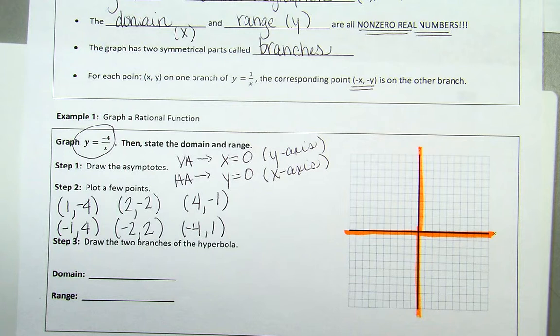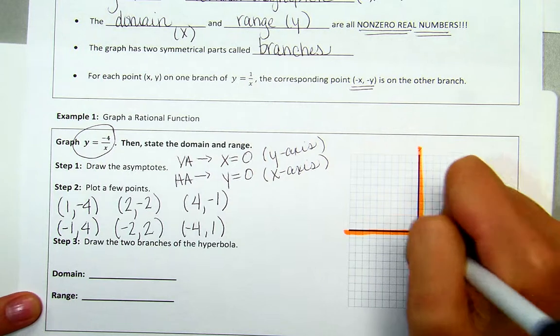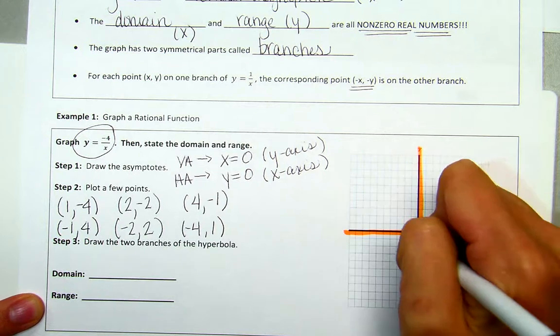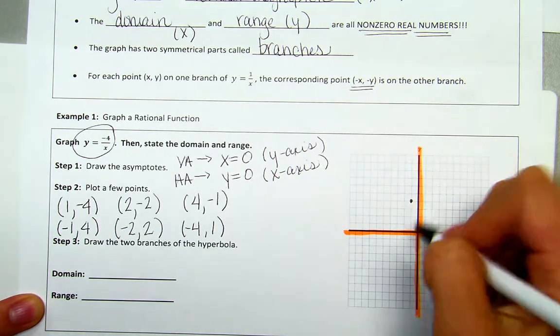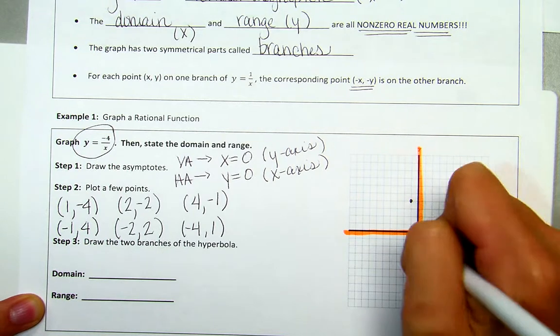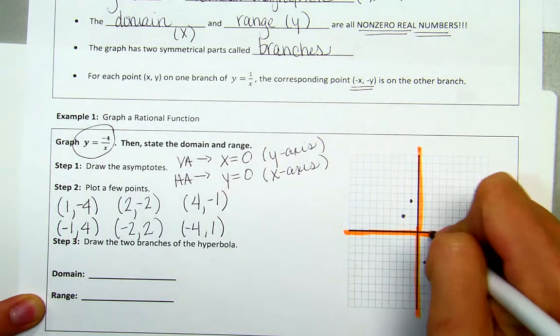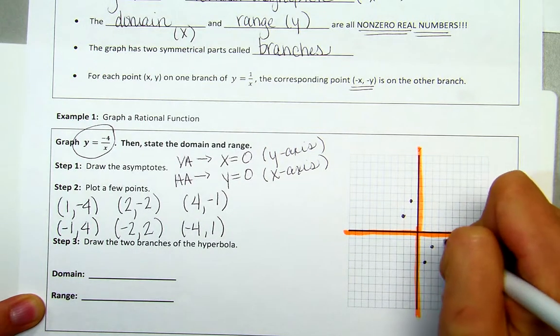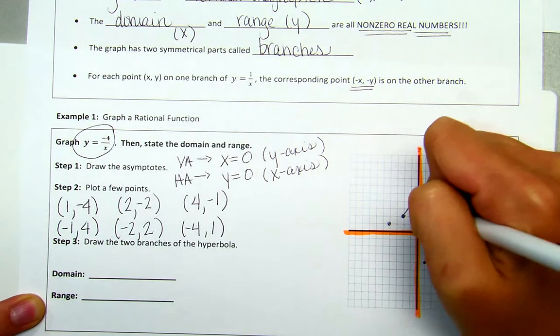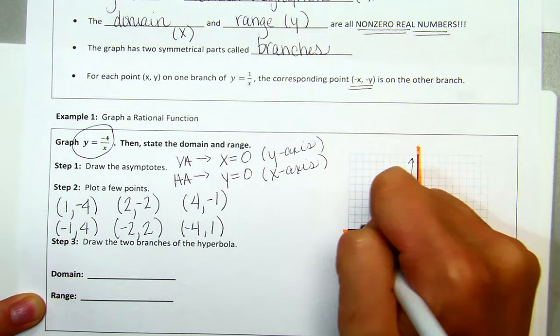So now that I have 3 points per branch, which really gives me 6 points, I can go ahead and plot those points on my graph off to the right. So if I do that, I get (1, -4): 1, then 2, 3, 4. Then (-1, 4): 1 to the left, 2, 3, 4. Then 2 over, 2 down; 2 to the left, 2 up; and then 4 over, 1 down; 4 to the left, 1 up. And if I connect those points, remind yourself that you can't cross your asymptotes.